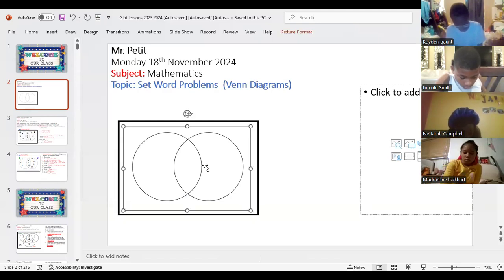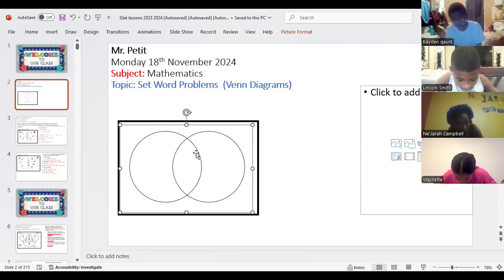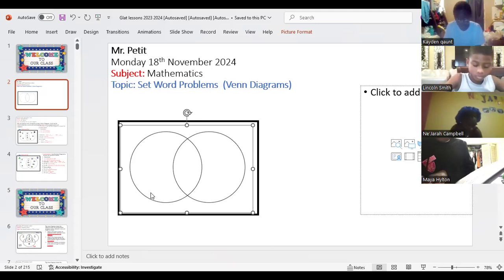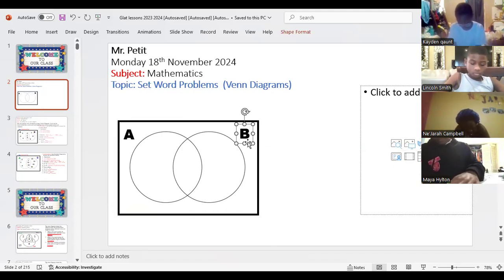So please draw the overlapping circles. We're going to call the first set A, and we're going to call the second set B. So we call this one set A. That's the name of the set. And we're going to call this one set B. All right. So that's what we have, A and B.